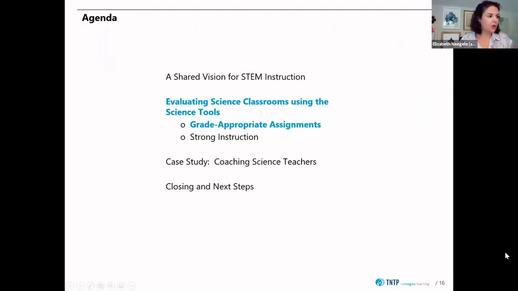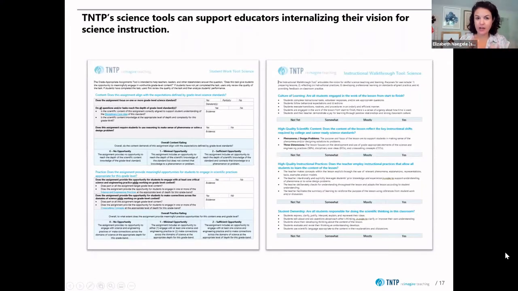Okay, so we're going to move on to talk about grade appropriate assignments right now, and this really connects to what we've talked about in the visioning component. If you don't have a written vision statement yet, and you're not really sure what's important to include or what strong instruction looks like, the TNTP tools for grade appropriate assignments and rigorous instruction can be really helpful for you in creating one. If you looked at the language of the Columbus vision statement, there's a fair amount of overlap between that statement and these TNTP tools.